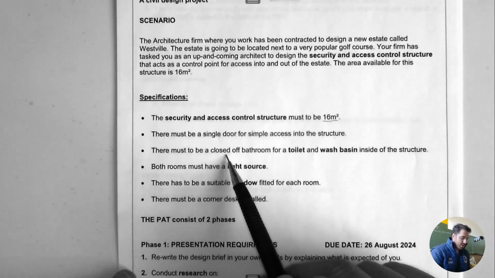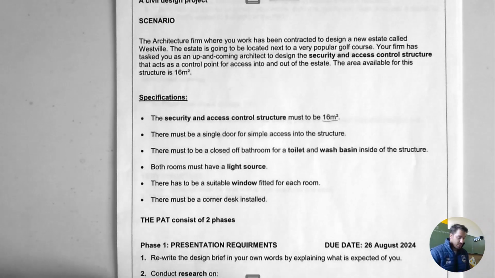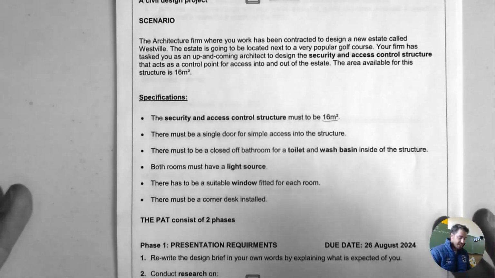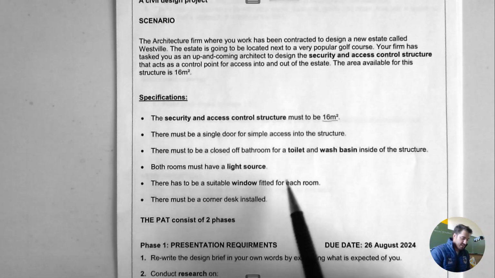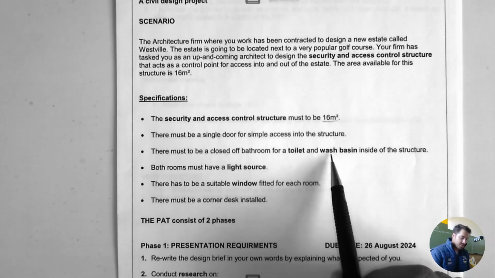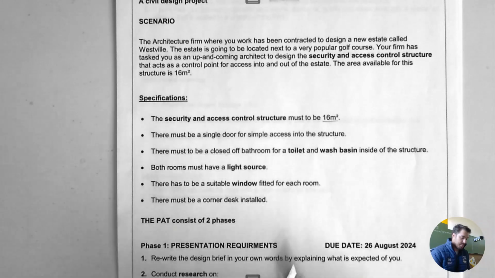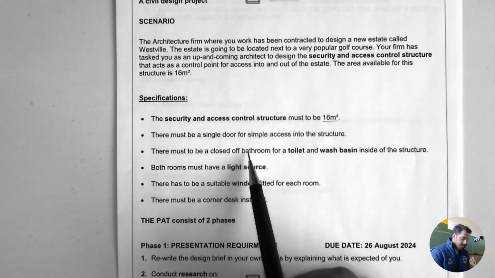There must be a closed off bathroom for a toilet and wash basin inside of the structure. So inside of that 4 by 4 meter space, you need to have a single wall that has a little separate area for a toilet and a wash basin. I am going to show you an example in just a bit, so you can get an idea what needs to happen here. Alright, so you'll have 2 rooms after you've done this.